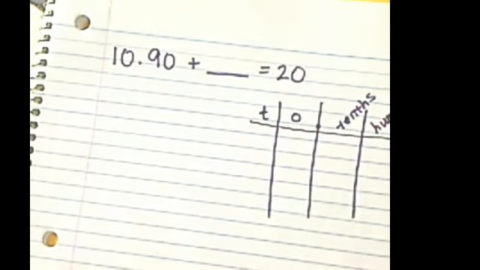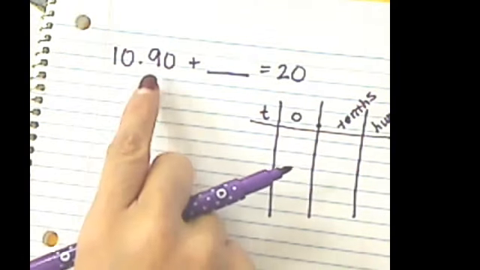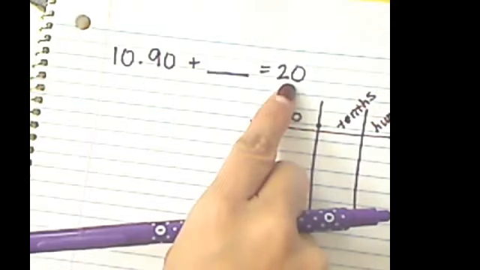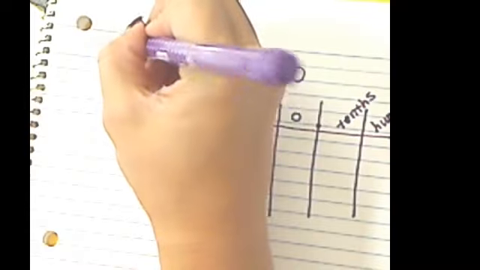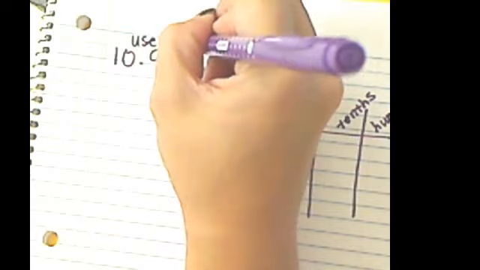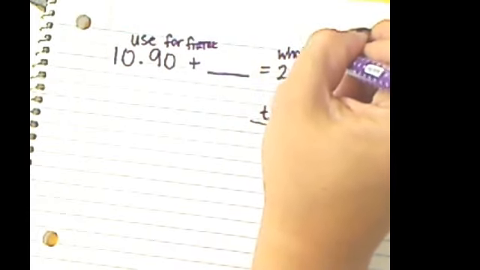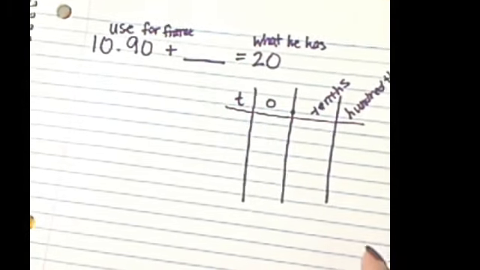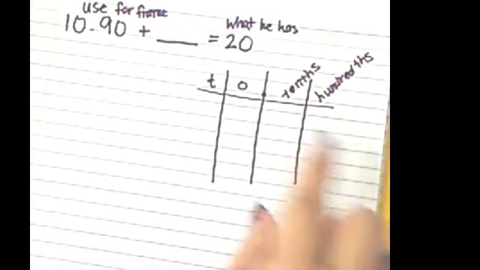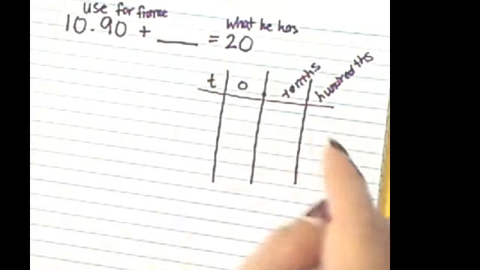Now, we know we need to subtract. We need to subtract what he's going to use from what he's got. Use for frame, what he has. So, if he's going to use it, we need to take it away from what he has. Does that make sense? So, let's take 10 and 90 hundredths away from 20.